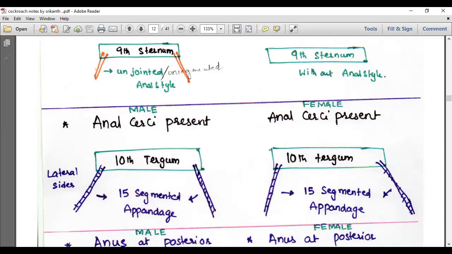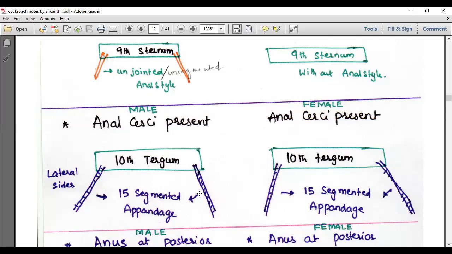Anal cerci. What is anal cerci? You'll be surprised to know. It is like our ears. That means it is the hearing aid of the cockroach. A cockroach can hear with the help of this anal cerci only. The sound vibrations we make go into the cockroach through this anal cerci. This is the abdomen, isn't it? The posterior part of the abdomen. So we can simply say the cockroach has its ears on the posterior side of the body, not in the head region, isn't it?